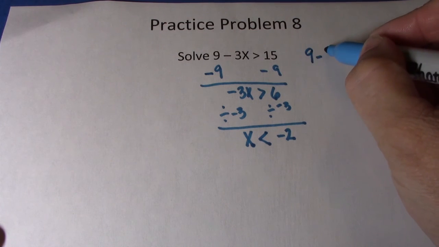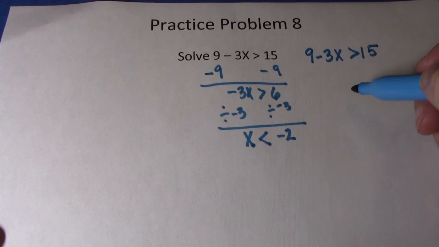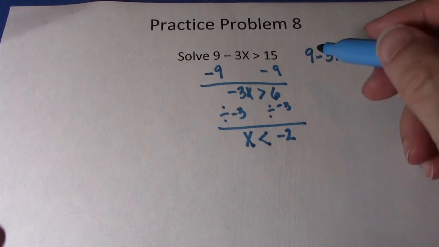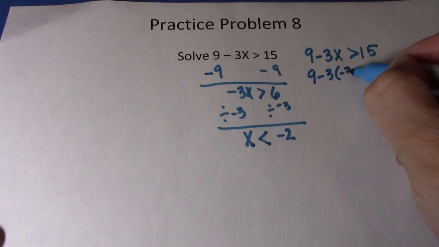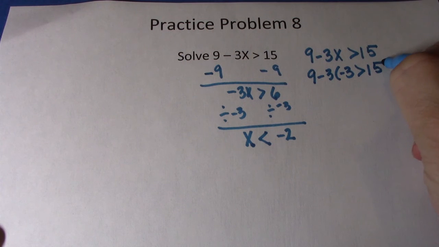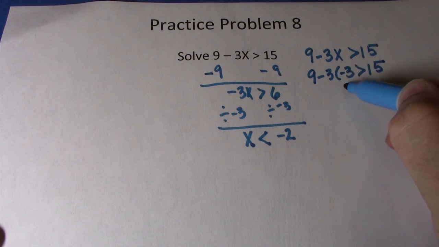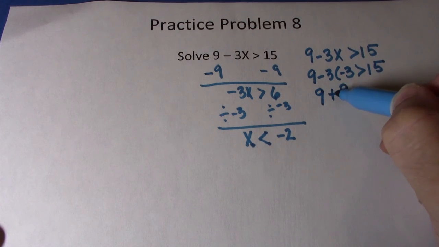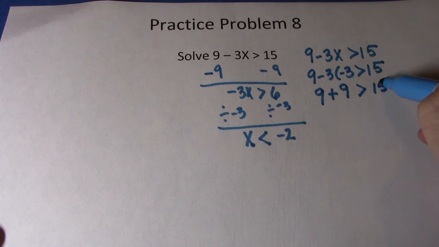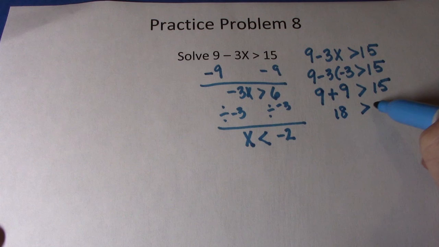Let's check our work to be sure we did that right. I'll rewrite the problem. Now let's take a number that's less than negative 2 to substitute in for x. Let's choose negative 3. Alright, so negative 3 times negative 3 is positive 9. And 9 plus 9 is 18. 18 is indeed greater than 15.